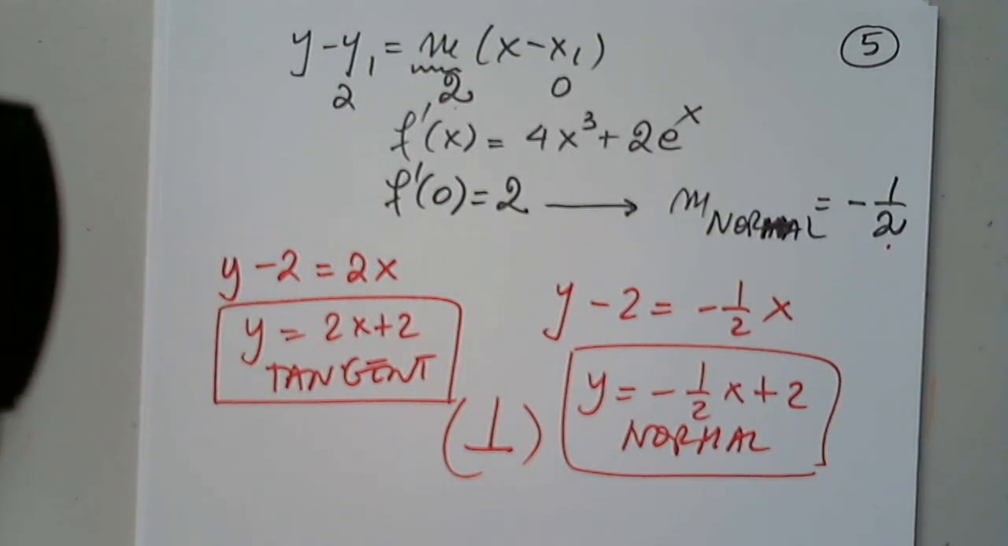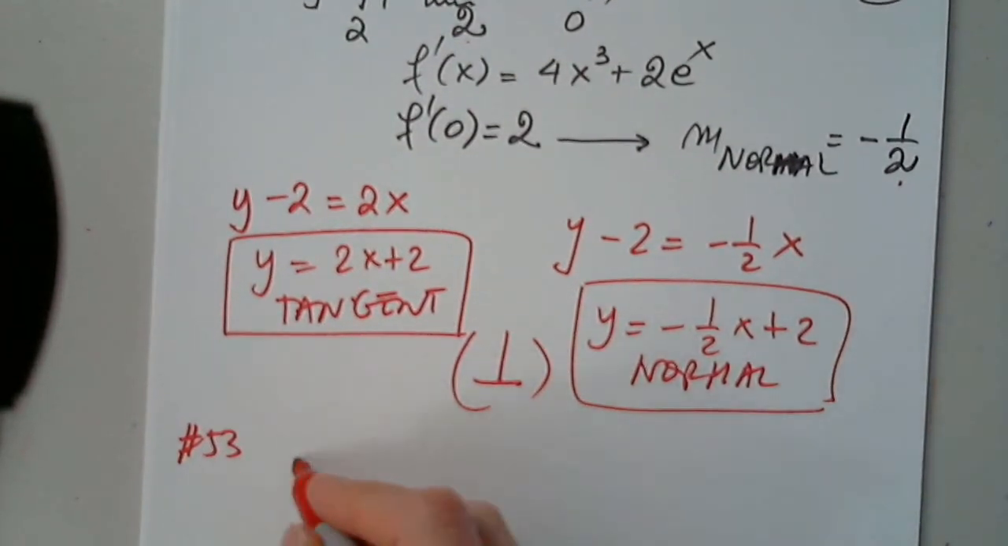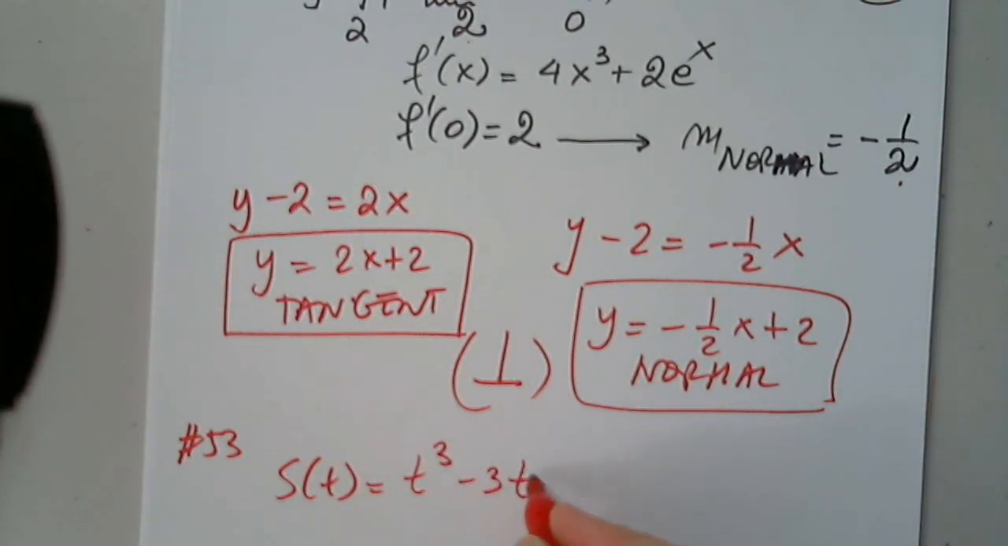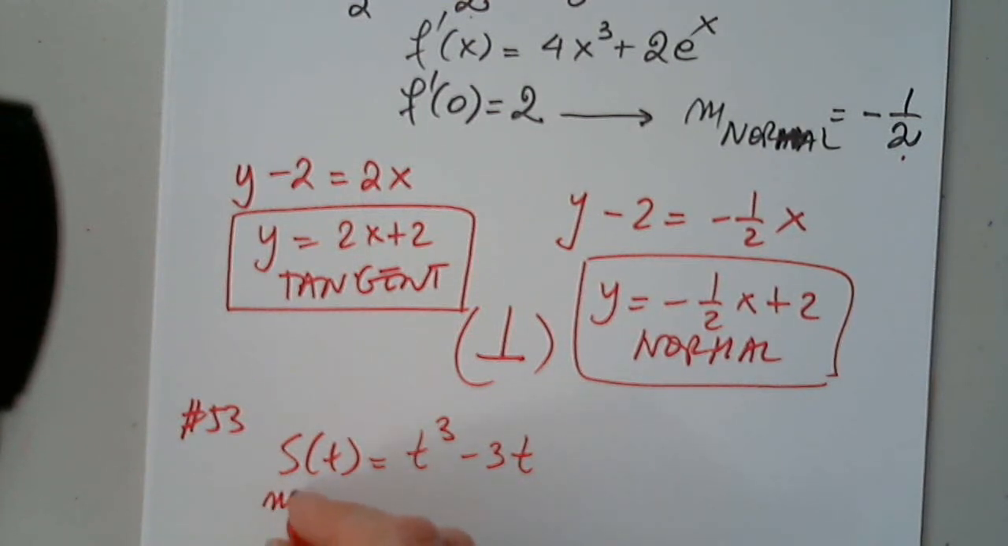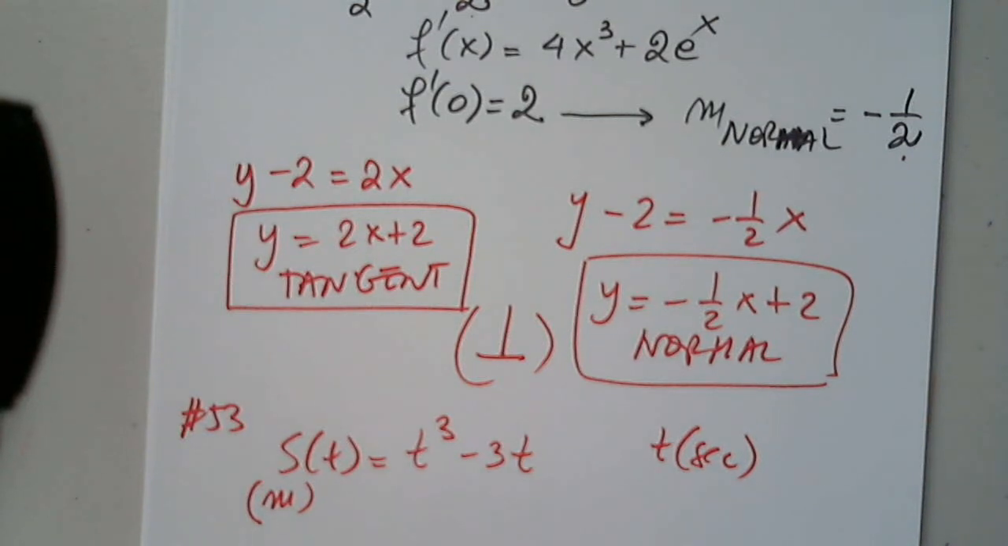Okay, so let's look at now some word problems and discuss. I'd like to look at this one, 53. In 53, we have s of t, t cubed minus 3t. And we're told that s is in meters and t is in seconds. Perfect. Find the velocity and acceleration as function of t.